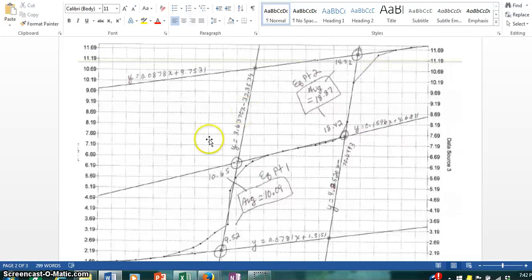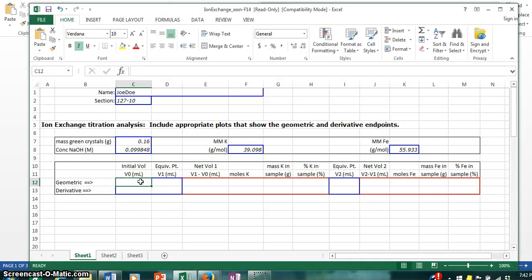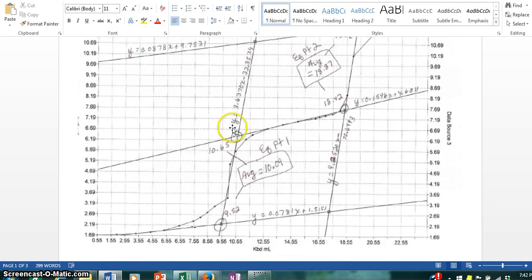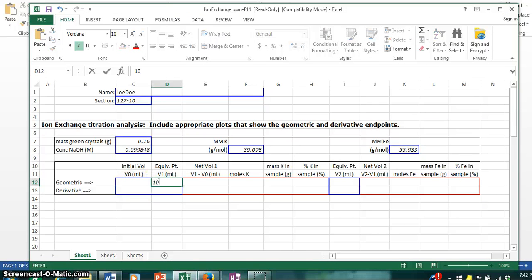Okay, so in the spreadsheet, first thing it's asking for, initial volume for my geometric and my V1, that's my first equivalence point. So I'm just going to look right at my graph, and I'm sure that you all wrote all these things down on your graph before you left lab. But I have 9.52 and I have 10.65, and so I took those and I found the average to be 10.09. So that's what I'm going to put right here for my V1, 10.09, and I want to say that I had 0.55 as my original volume, which I actually forgot to write down, so bad on me.